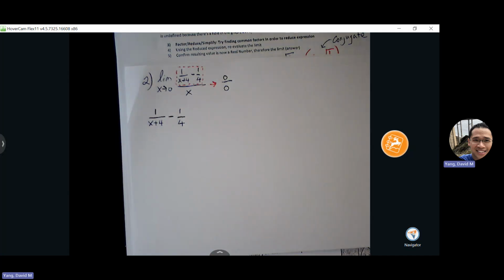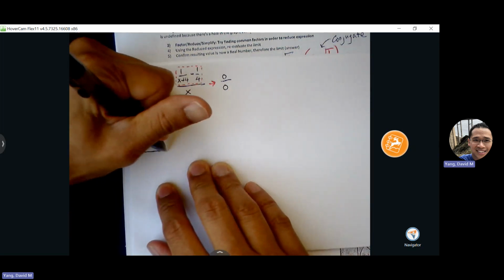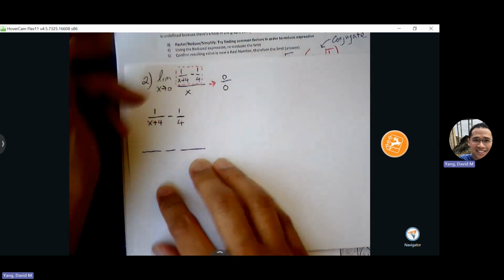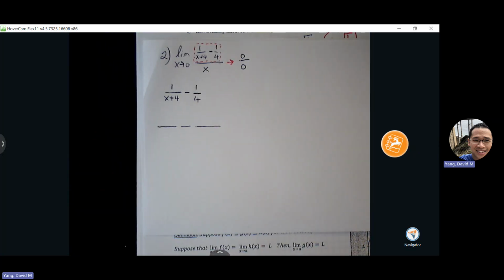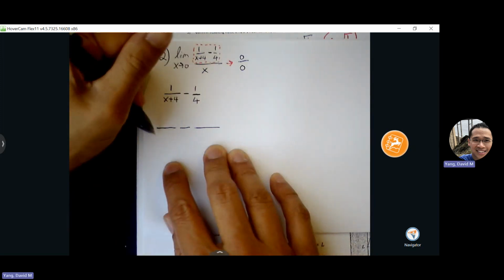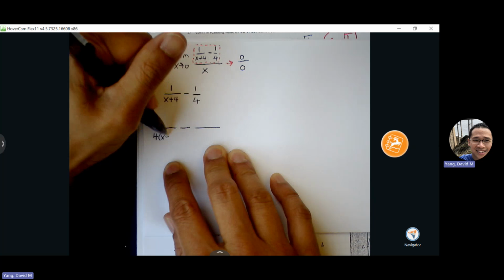So if I want to find a common denominator, I need to find something large enough that both individual denominators can multiply into or can be a factor of. So what could be a common denominator, or what is the common denominator for these two individual fractions? Yeah, I need 4 and I need the x plus 4.